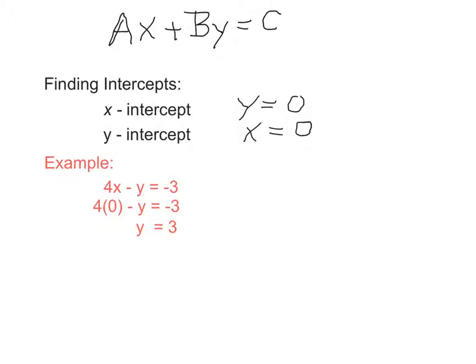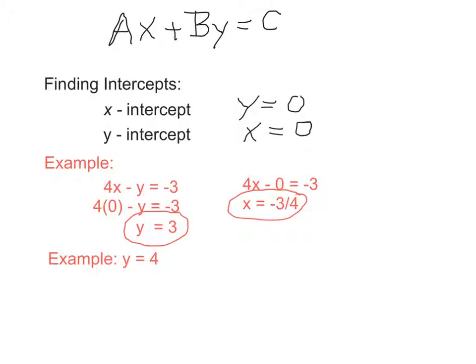Now let's attempt to find the x-intercept. That's where y is equal to 0. Letting y equal 0, I have 4x minus 0 equals -3, or simply x equals -3/4. So x equals -3/4 is the x-intercept. It's to the left of the origin by 3/4, and y equals positive 3 is the y-intercept. So the x-intercept is -3/4, and the y-intercept is y equals 3.